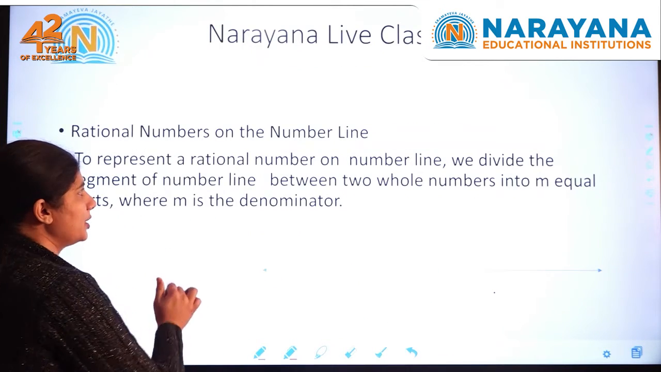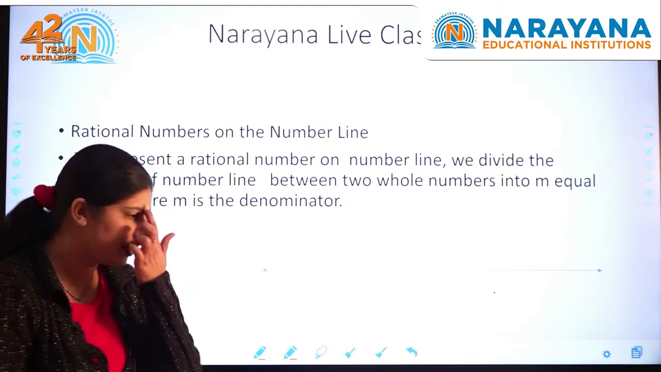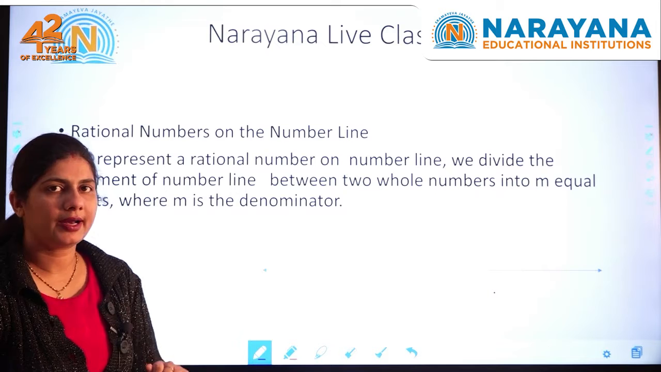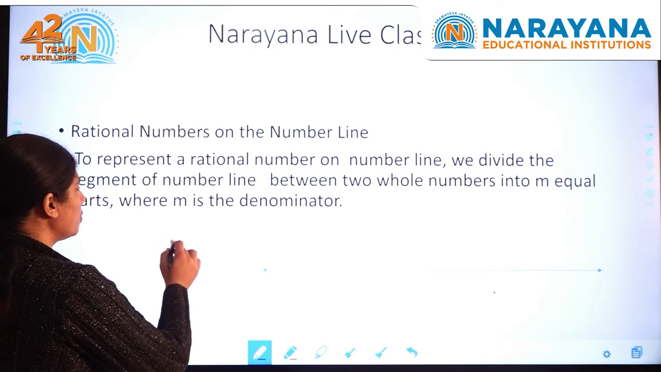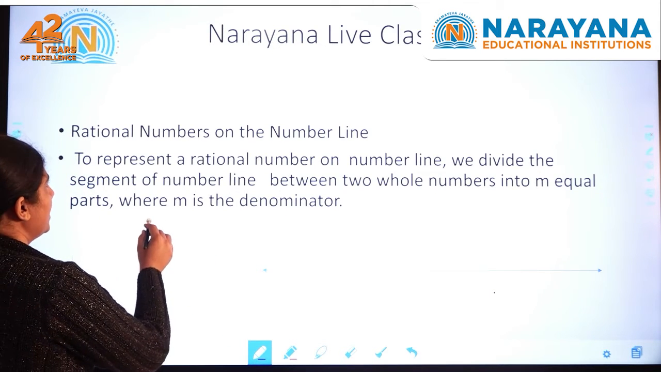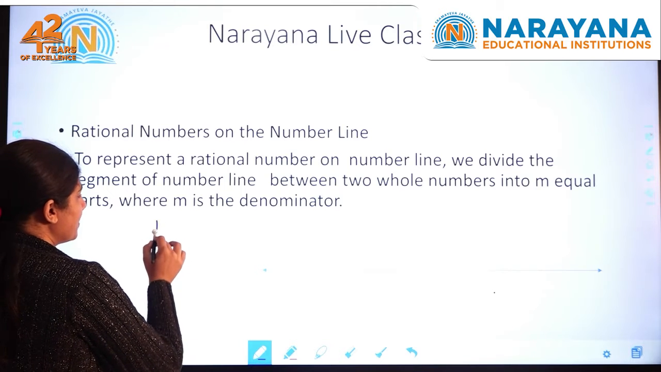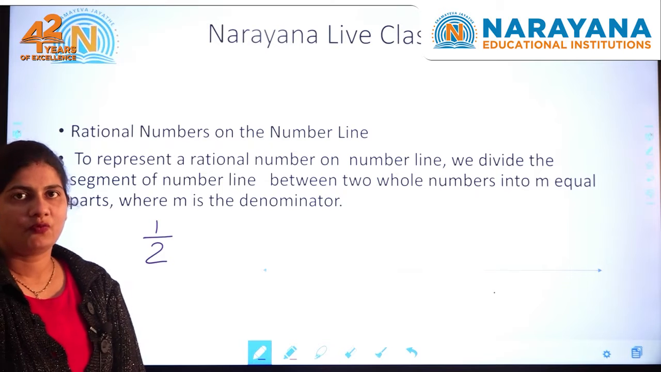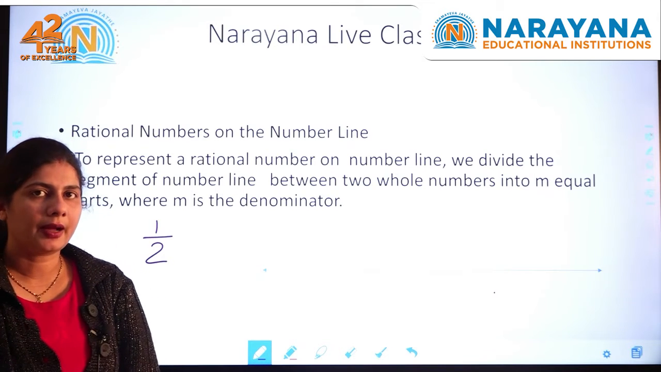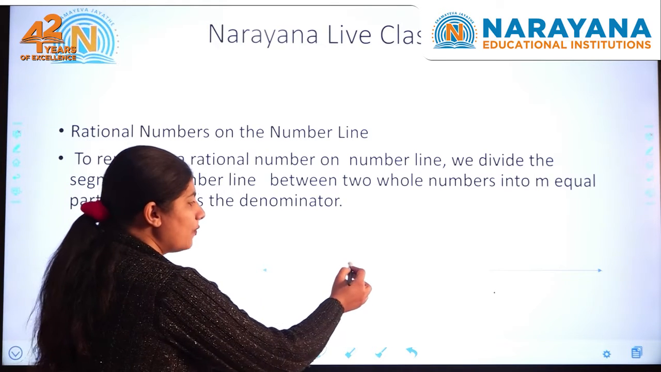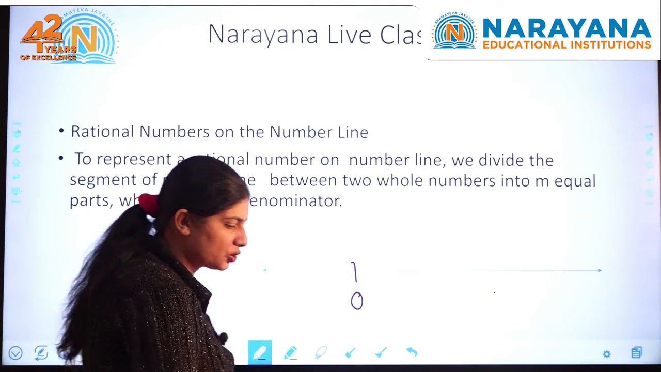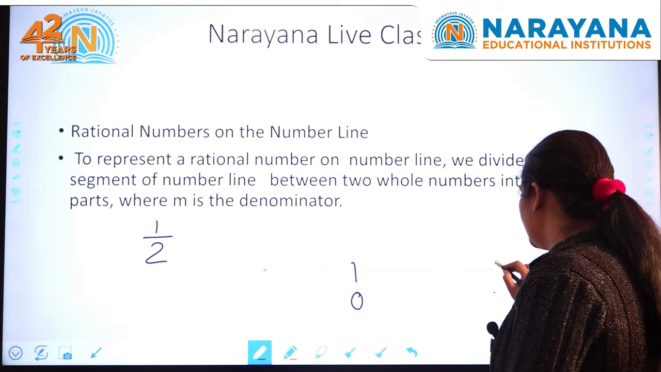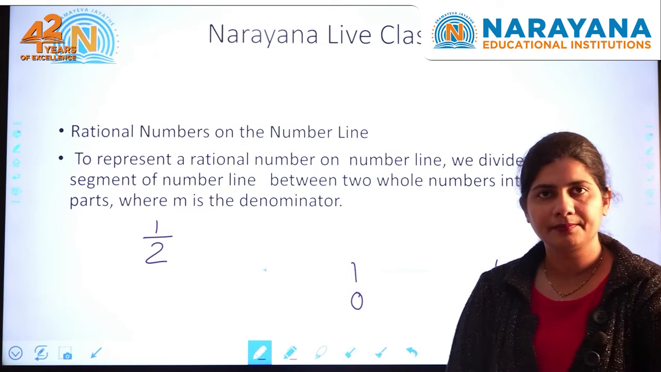How we can draw a rational number on a number line. So, for that, first we have drawn a number line. Suppose I need to represent 1 by 2 on the number line. 1 by 2 is a positive rational number. Here the numerator is less than the denominator, so it will lie between 0 and 1.